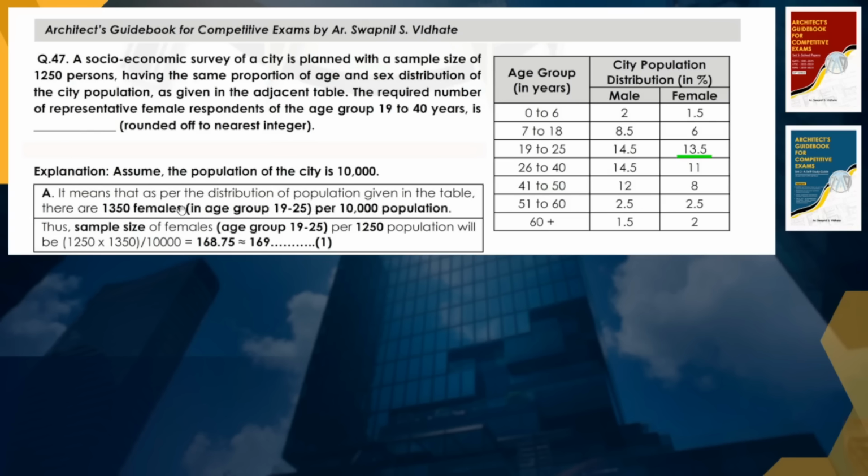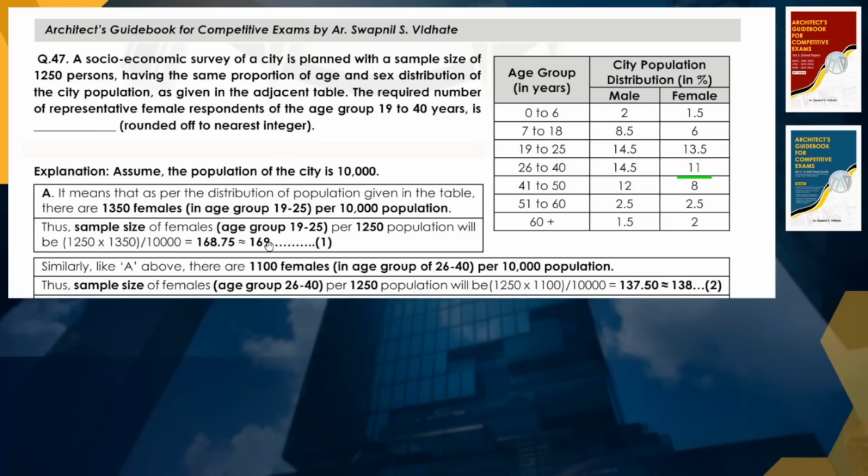What is the sample size required? The sample size of females in the age group of 19 to 25 for 1250 population, we just need to do the cross multiplication: 1250 divided by 1 multiplied by 1350 divided by 10,000. So the sample size will be 168.75. By rounding off, we'll get the sample size of this age group as 169, right?